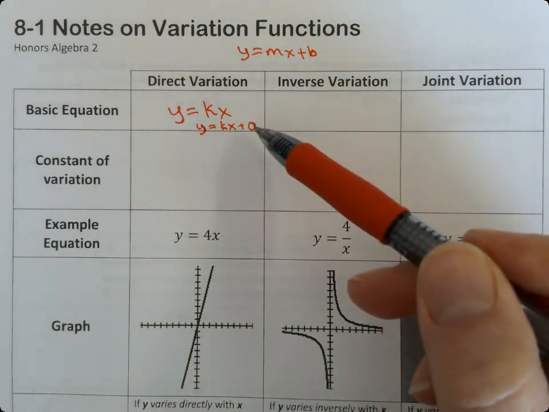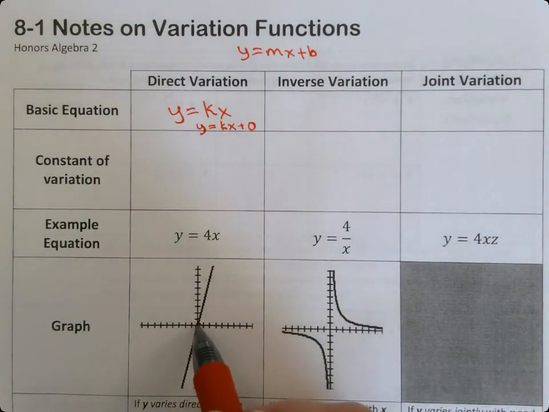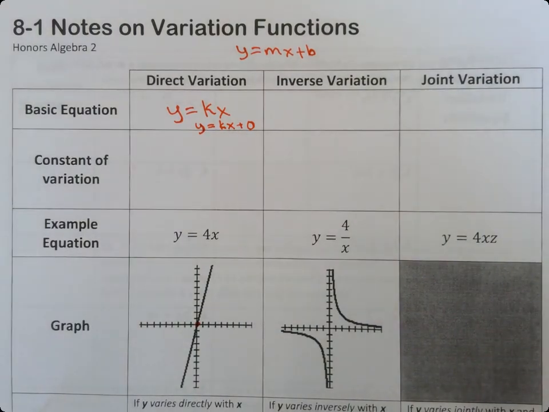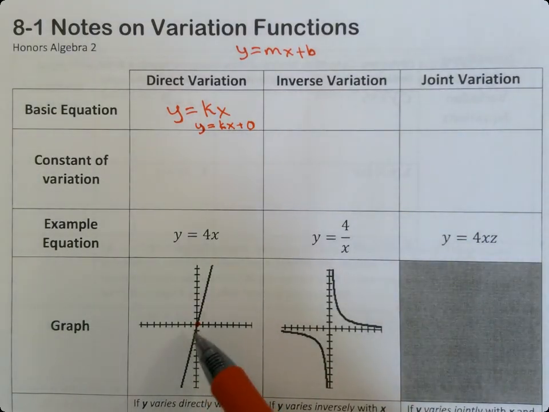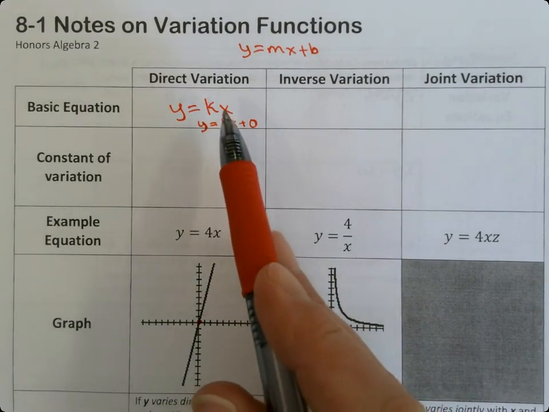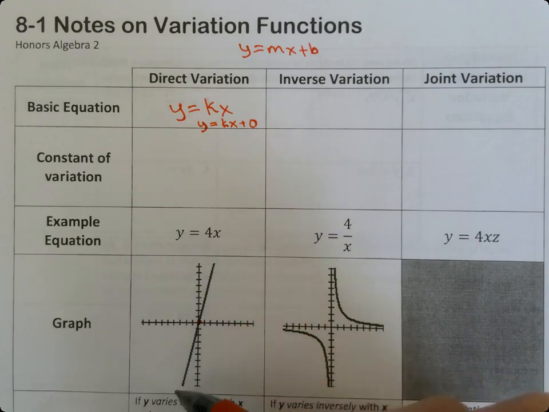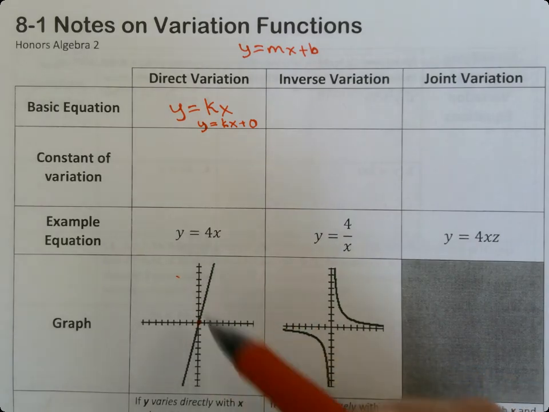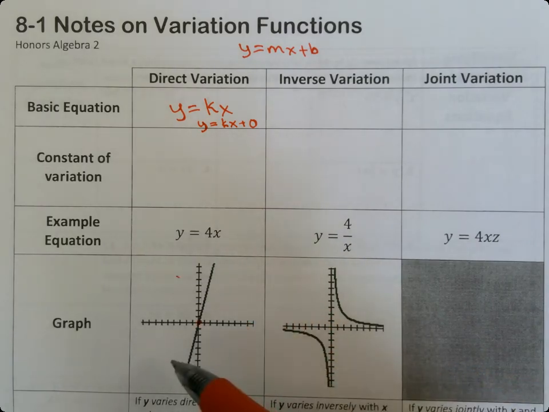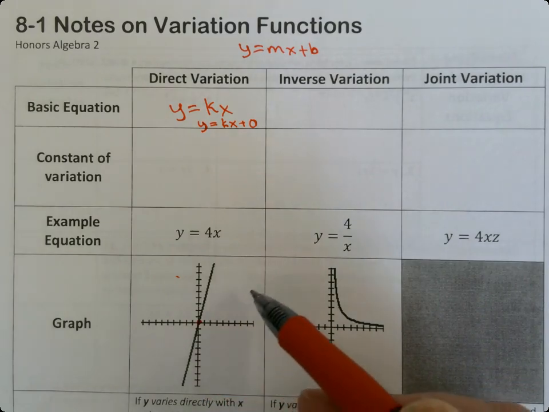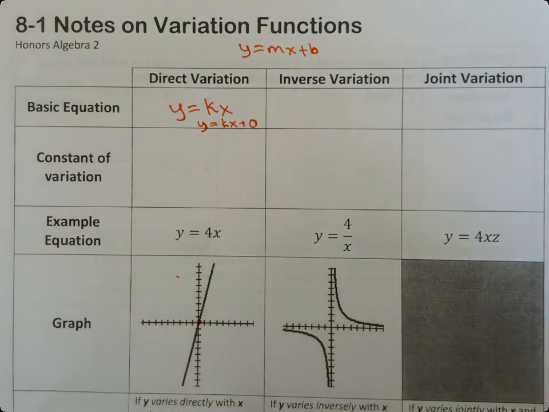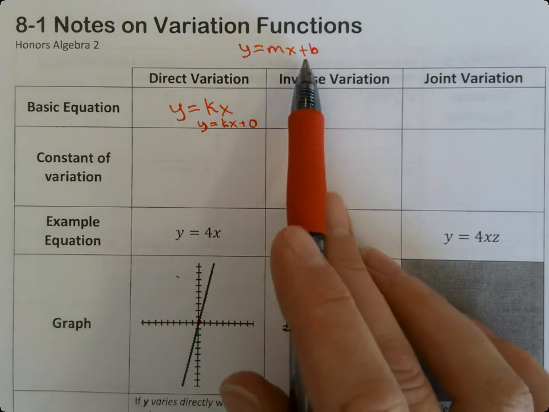So if we were graphing this, we always start at 0. This line will be linear because it's x to the first, and it will always run through the origin. It could be a negative slope, a steep slope, a little flattened out slope, but it will always go through the origin. And that's what makes this different than y equals mx plus b.